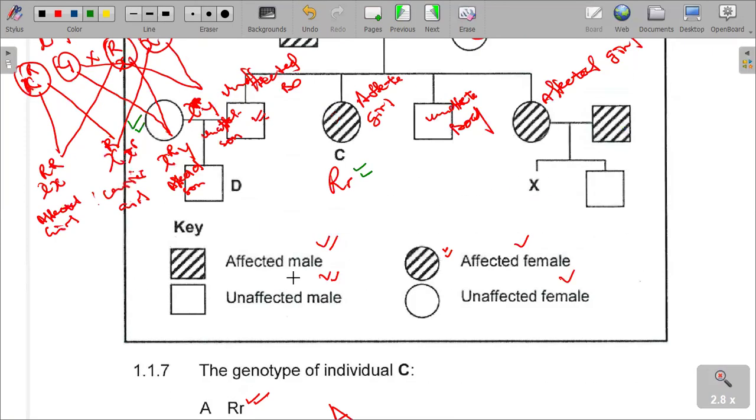As you can see from this, we can have 75% affected. This one is affected, this one is affected, and this one is affected. So we have one, two, and three. These are affected children. We have three children who are affected in this respect.